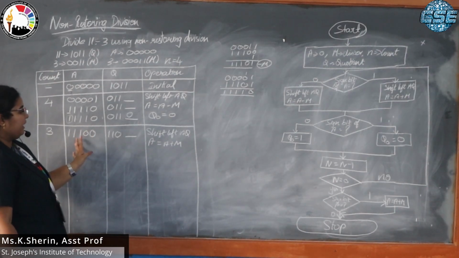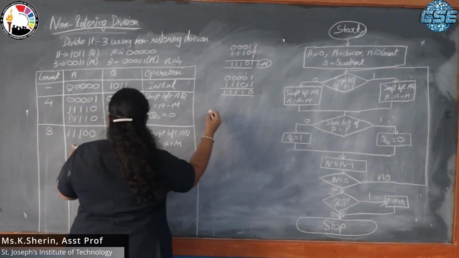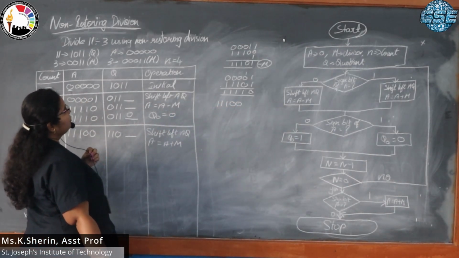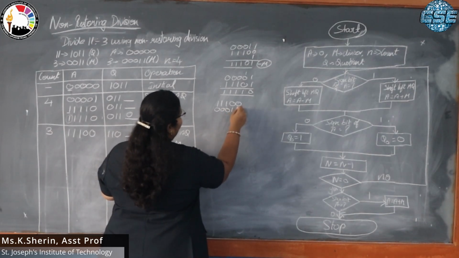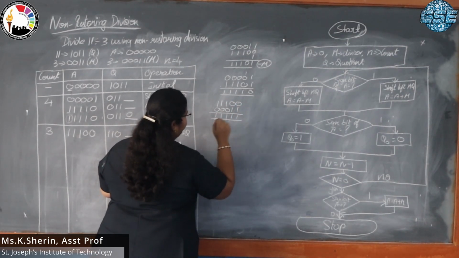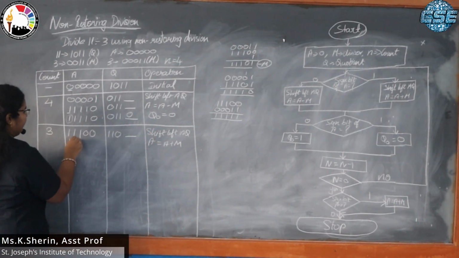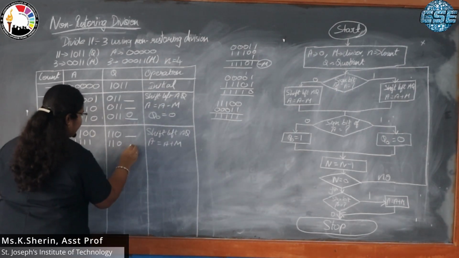So my A plus M, the A value is going to be 11100. What is my M value? It is 00011. So while adding it, I'll get all 5 ones. So all 5 ones will be written in your A value, and Q is going to be the same thing.